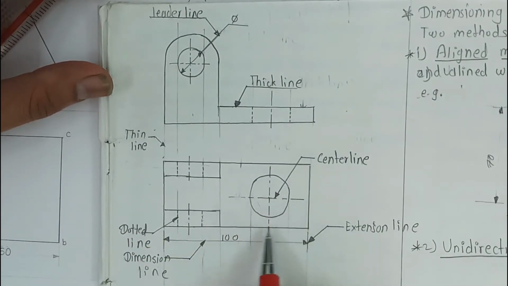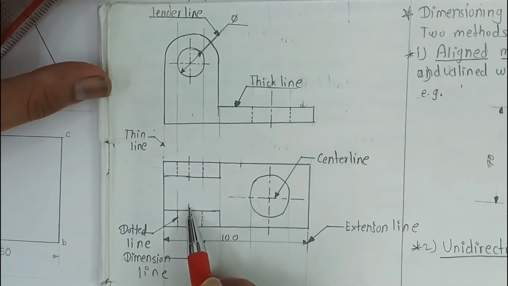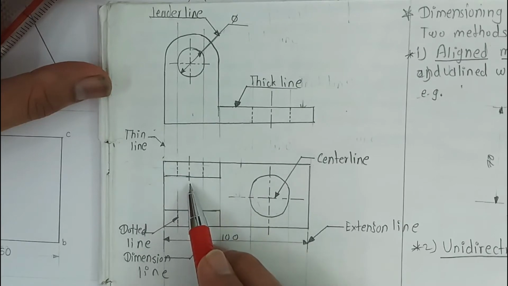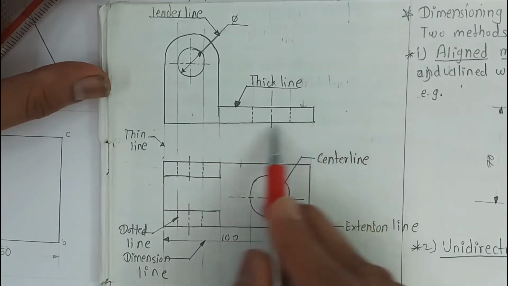So as we see, this circular hole or this circle is symmetric about its both the axes. Represent the center of this circle by using this center line. Even these are also centers of these circular holes, so here also we show this center line. Then coming to the thick line, I have already told.